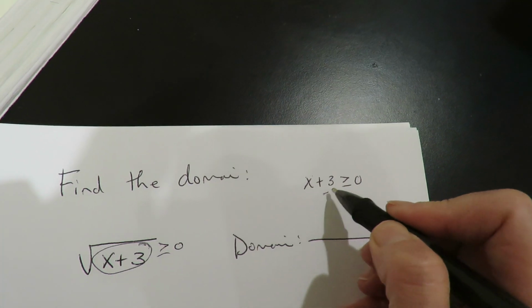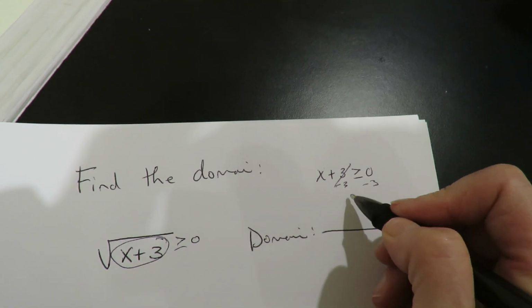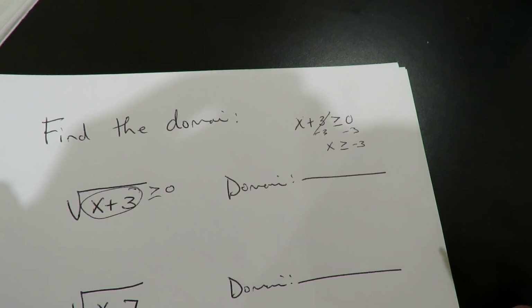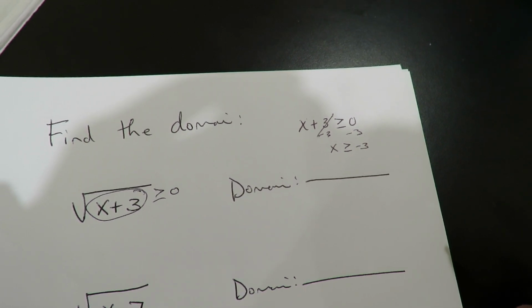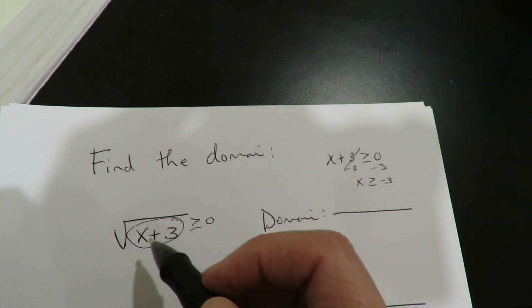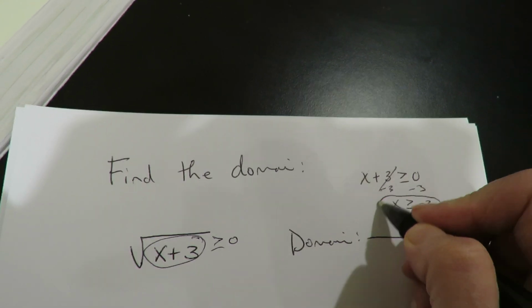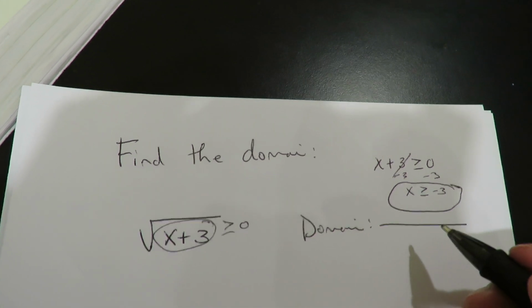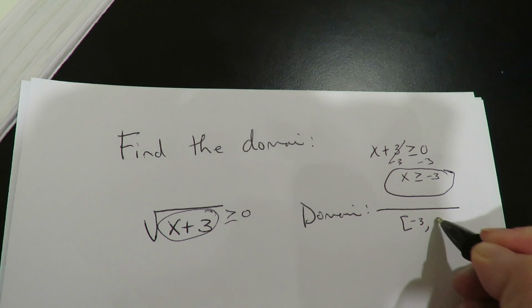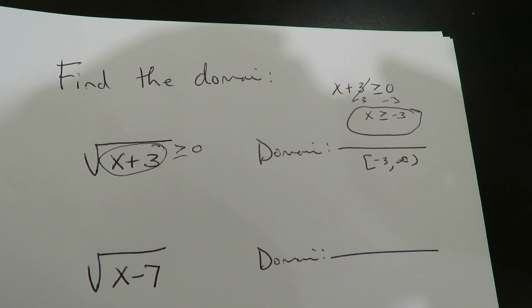So you actually solve that. You move the 3 to the other side, and you're going to get the domain for this is that x has to be greater than or equal to -3 for the number underneath to be 0 or higher. So that is actually the domain. If you want to write it in the fancy notation, it would look like this, in that interval notation, which is real nice.